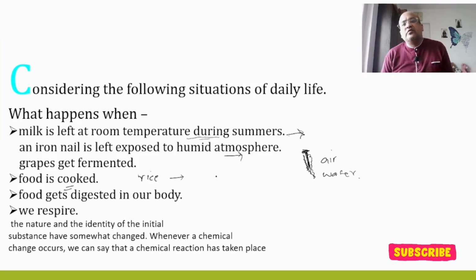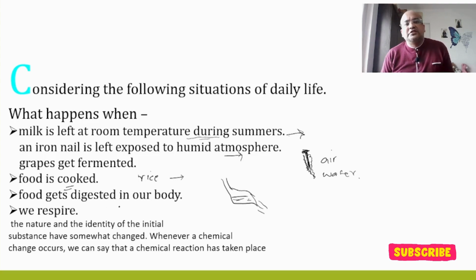What happens to the food when we eat it? It goes into the digestive system, right? And there we have got acid. The food gets digested through it. So what has happened? A chemical change happens.